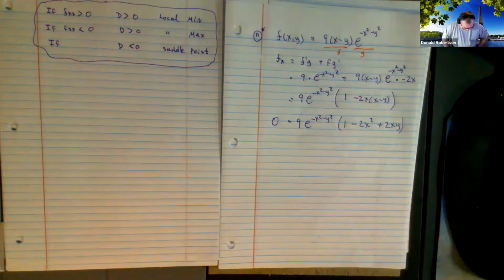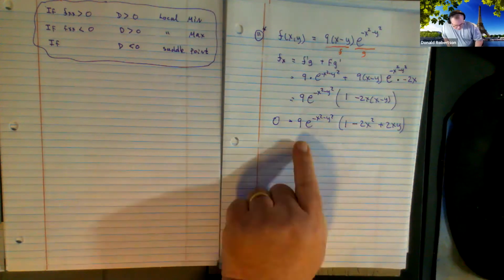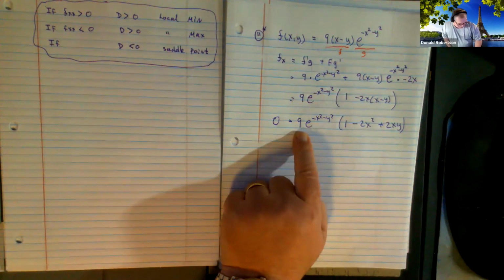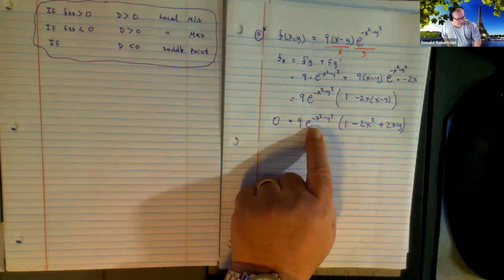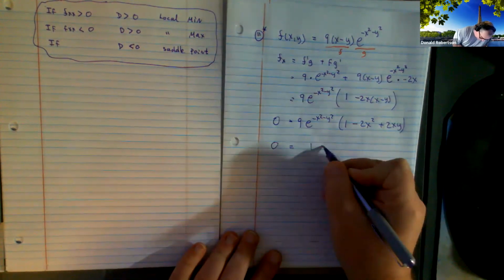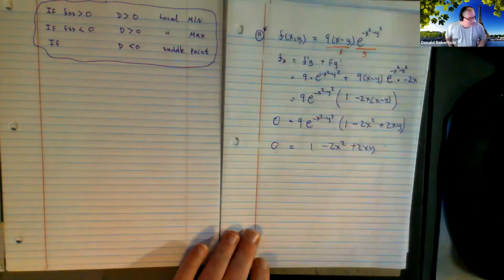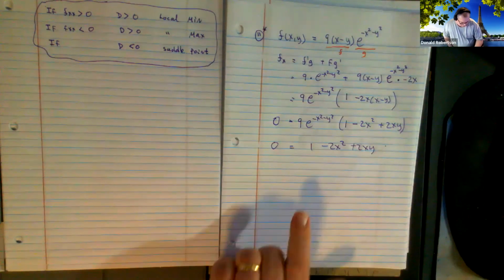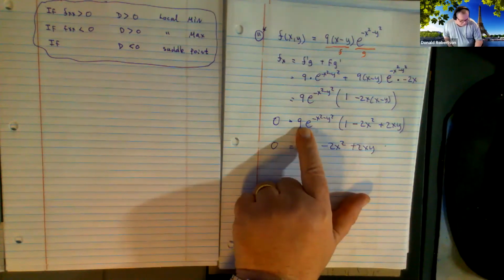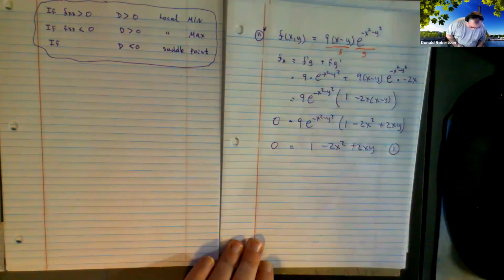Now, while I've got this one set up, let's try and see if we can find out any kind of restriction on it that would help us. Would you agree 9 is never going to be 0? And would you agree e to this ugly guy is never going to be 0? So I only really need to solve values of x's and y's where that is true. Agreed? That doesn't help the answer become 0, only this term. So that's going to be my equation 1.